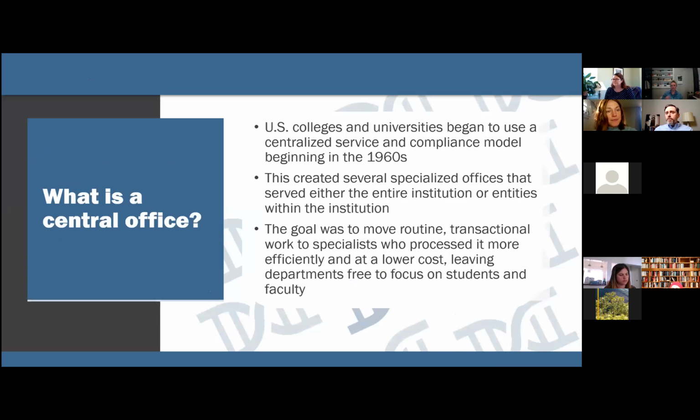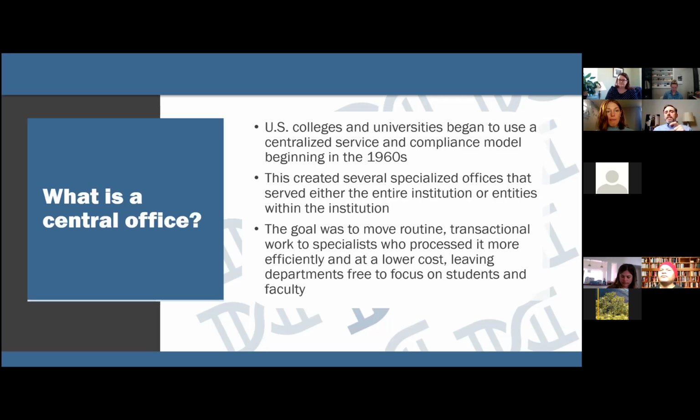So I think we've started defining this, what is a central office, but this model of centralized research support started in the 1960s in the United States, as you see from that quote, right? That quote at the very beginning was 1959. They started around that time in the US as a way to handle all the rules and regulations that were coming from new research money. So these offices are specialized. They serve the entire organization.